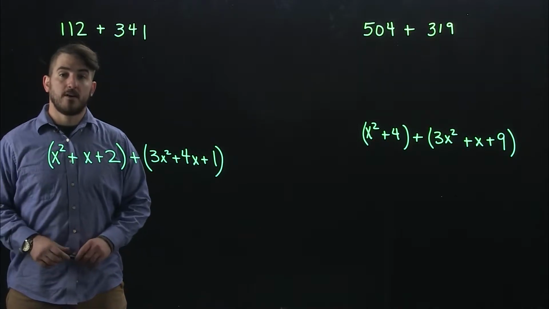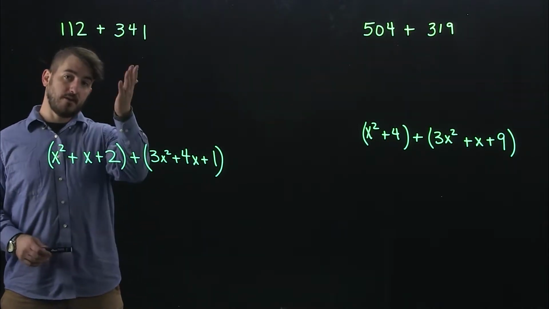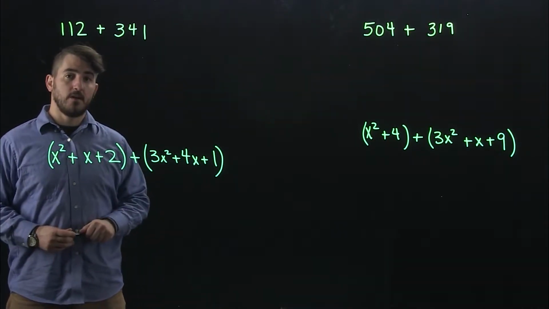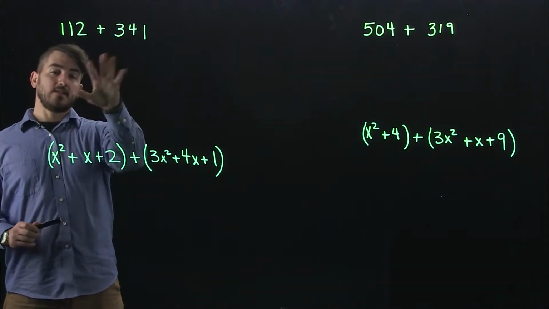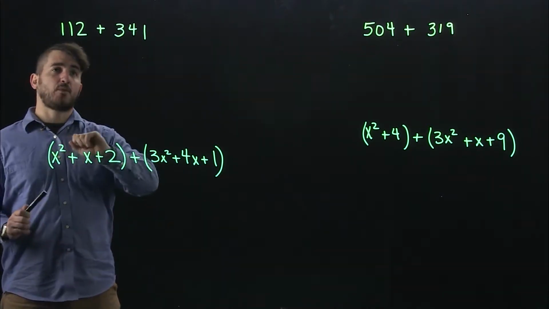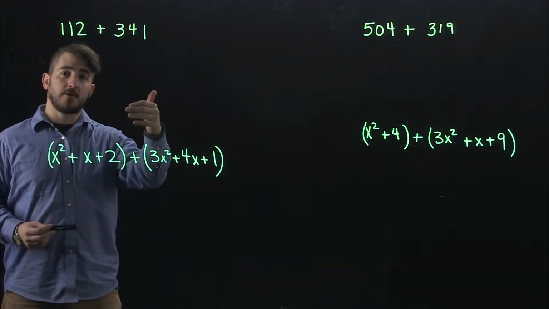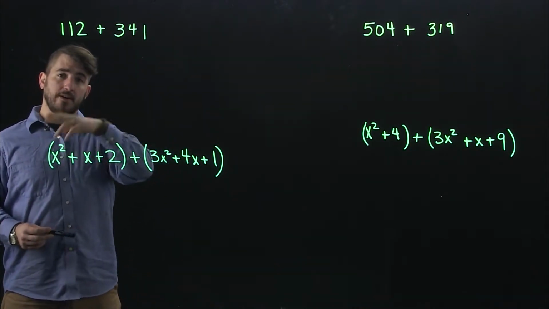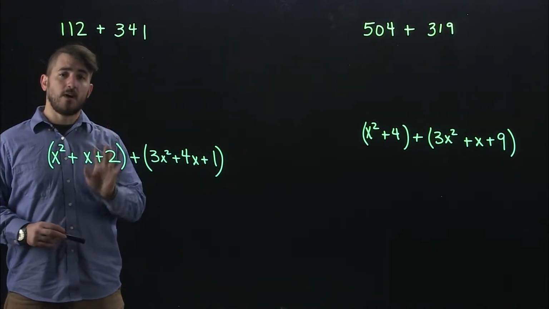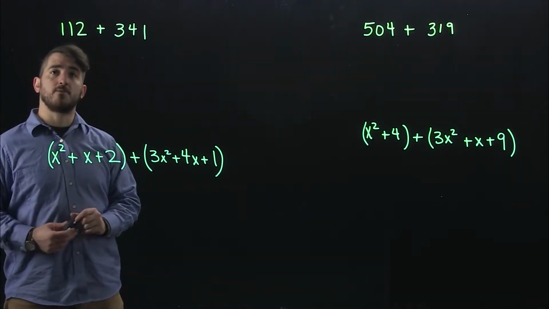Hello, today we're going to be talking about some basic arithmetic with numbers and polynomials. So when we add these two numbers, 112 plus 341, we can set this up vertically and add down, carrying values whenever necessary. But I want to take a different approach.